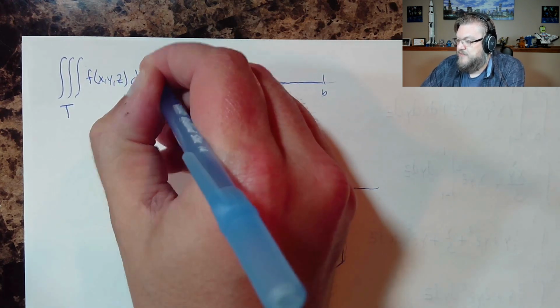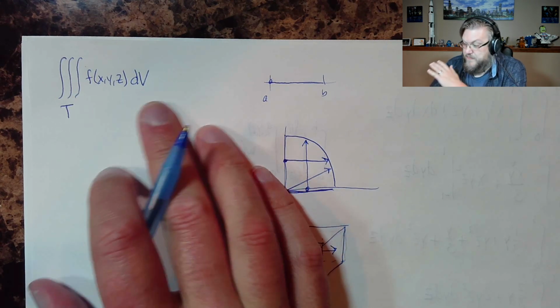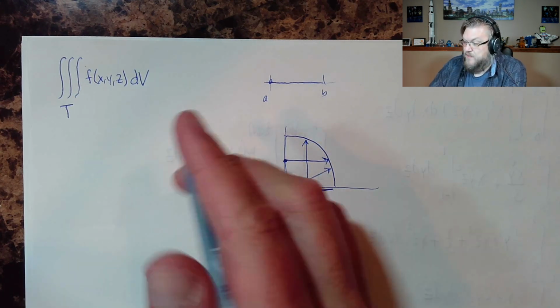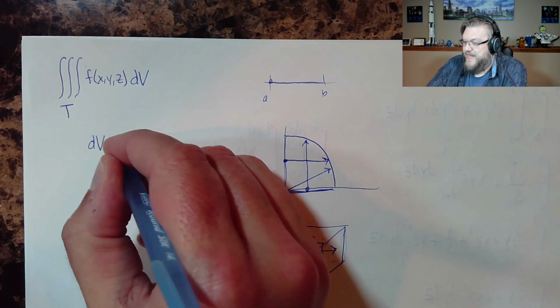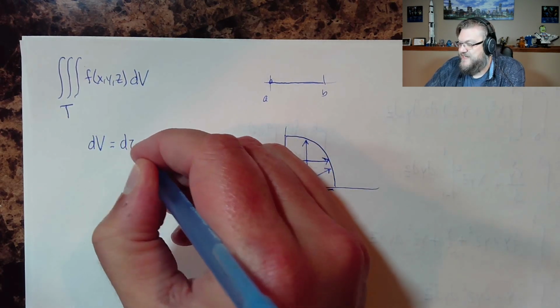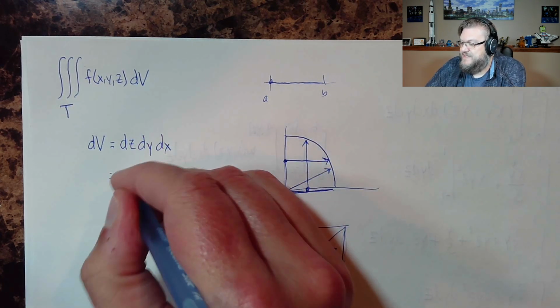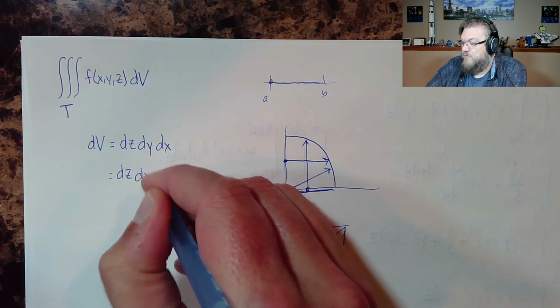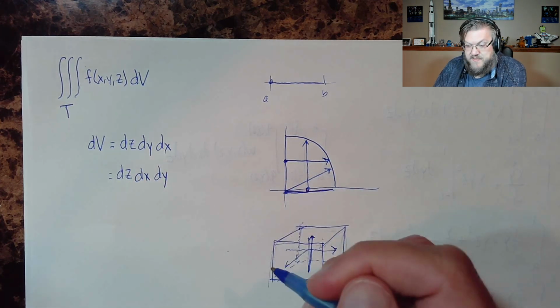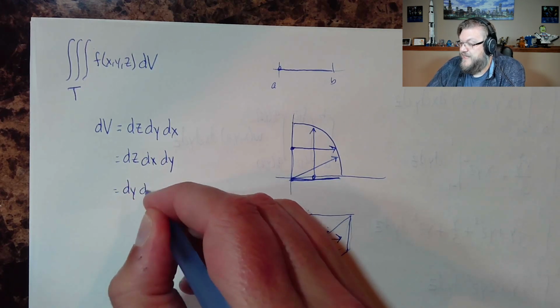This is the generic triple integral over some f of x, y, z with respect to v. What we will learn very quickly is that dv actually has many ways to be unpacked. It could be unpacked as dz, dy, dx. It could be unpacked as dz, dx, dy. That's a different order. It could be dy, dx, dz.